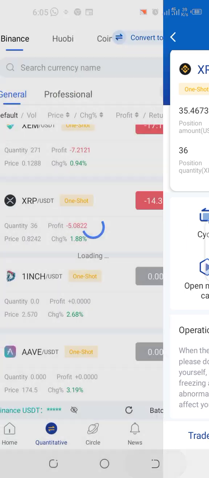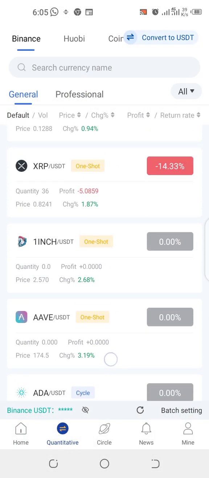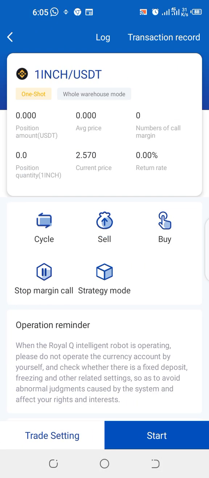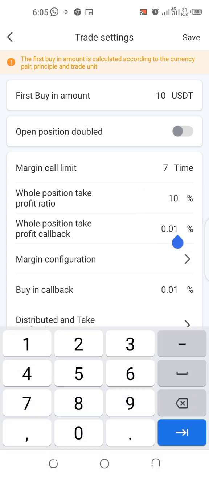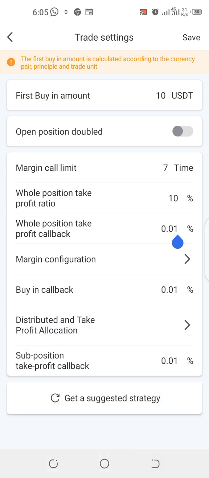So your settings determine how much of a drop the robot allows, and that's what this whole position take profit callback is about. By putting 0.01%, I'm saying I'm allowing a 0.01% drop in price before the robot forcefully and quickly takes profit. So from 0.9716, for example, with XRP, the price may go up to like 0.99 before it starts dropping. The robot won't sell at 0.9716, so not sell at 0.99.